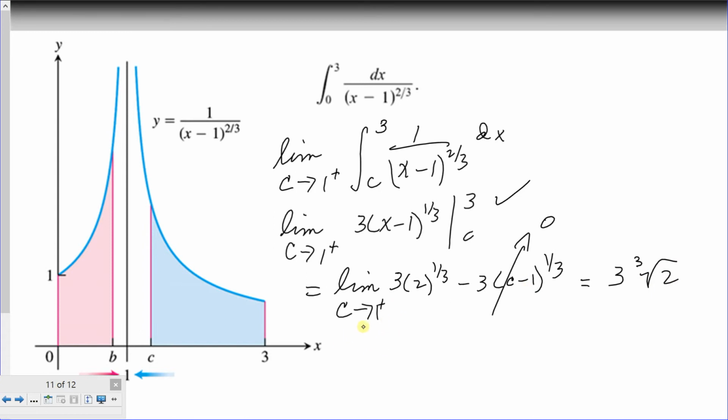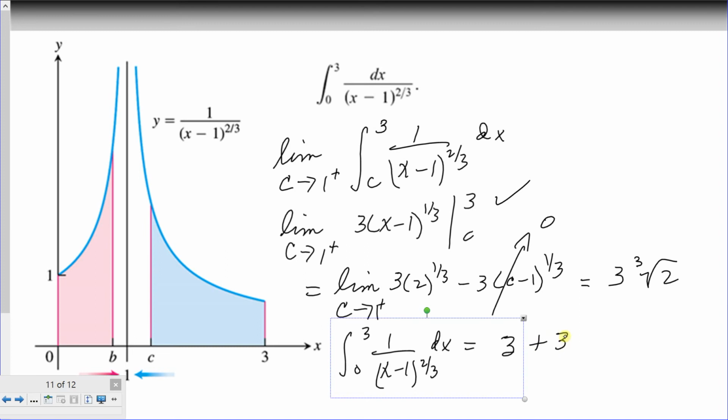So the entire integral from 0 to 3 of 1 over x minus 1 to the 2/3 power dx will equal 3, which is the first part of the integral, plus 3 times the cube root of 2. So that is part 1 on improper integrals, and we'll go now and make one more video.